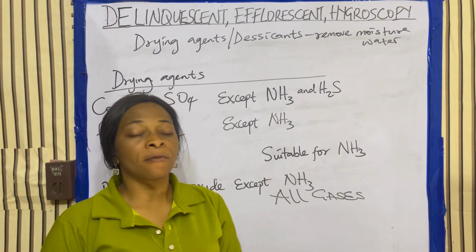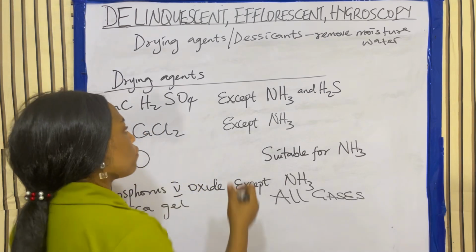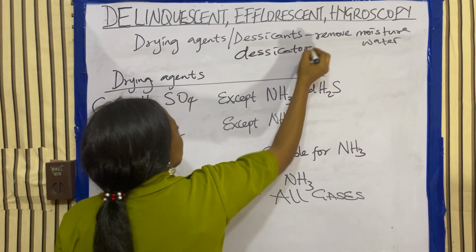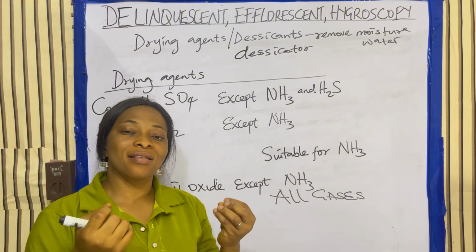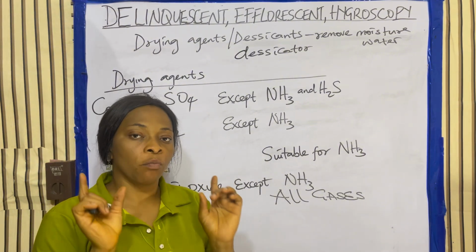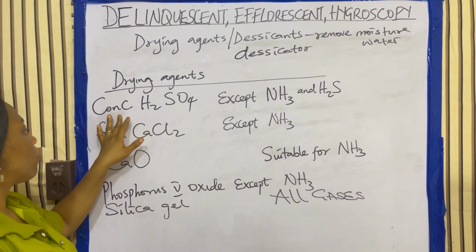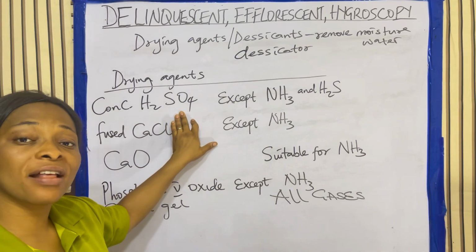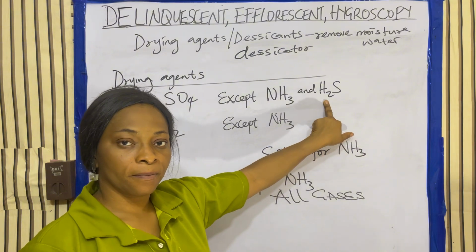These drying agents are used to dry gases, and they are placed in the desiccator in the lab in order to obtain substances in the dry form without moisture. So let's look at the drying agents we have. We have concentrated tetraoxosulphate(VI) acid. This can dry all gases except ammonia and hydrogen sulphide.